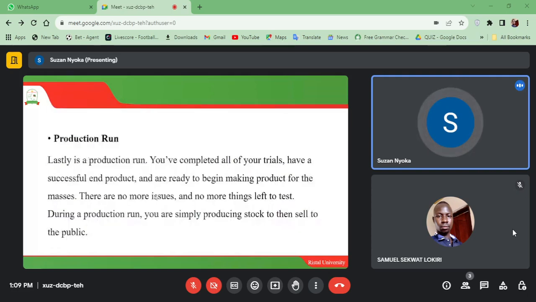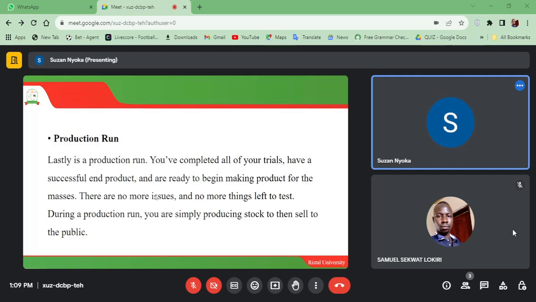Now, you've completed all your trials, have a successful end product, and are ready to begin making products for the masses. There are no more issues and no more things left to test. So during a production run, you're simply producing stock to sell to the public.